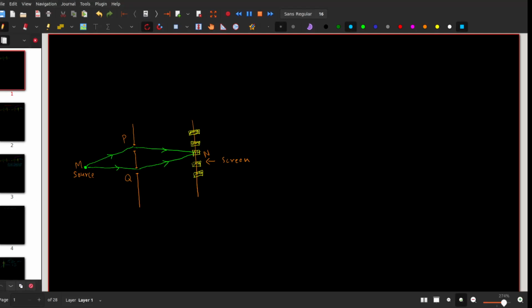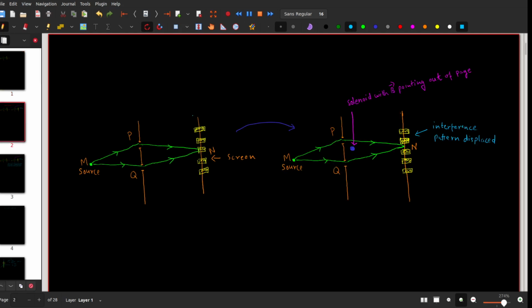Consider a double slit experiment with charged particles. These particles are generated from a source M, and there are two slits P and Q with a screen placed in front of them. For any point N on the screen, a particle has a probability amplitude to go along path MPN and also an amplitude to go along path MQN. These two probability amplitudes add up, thus giving rise to an interference pattern on the screen.